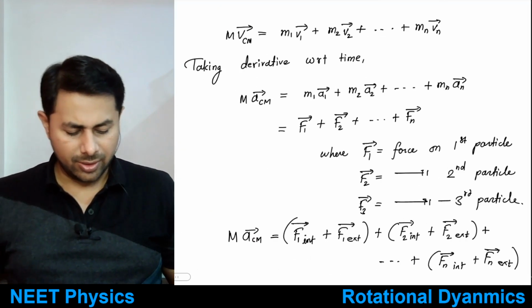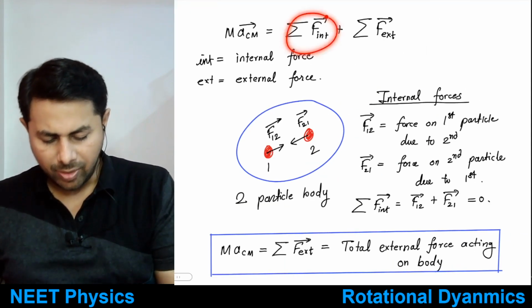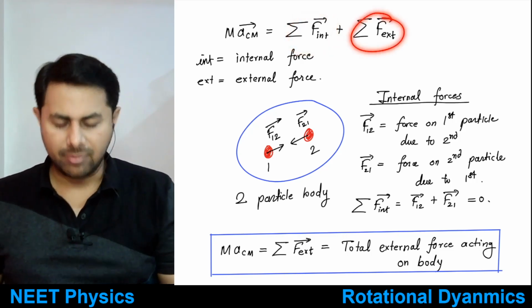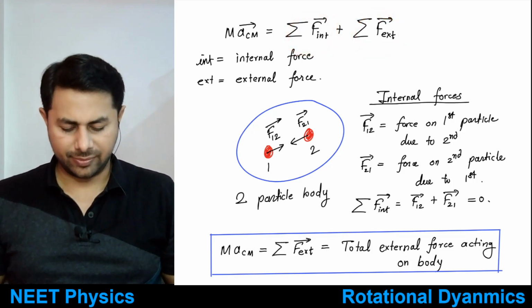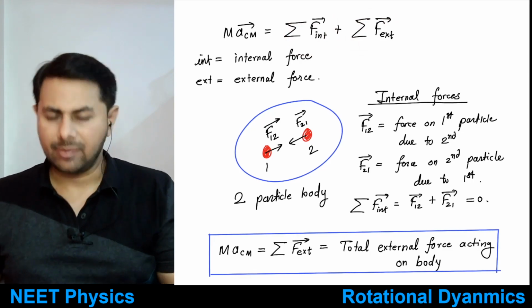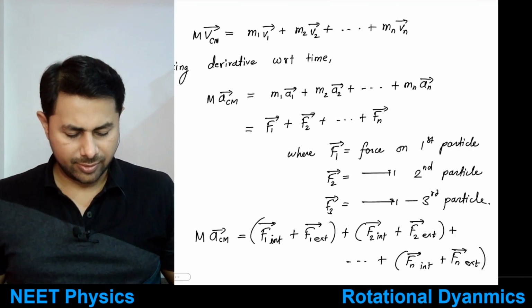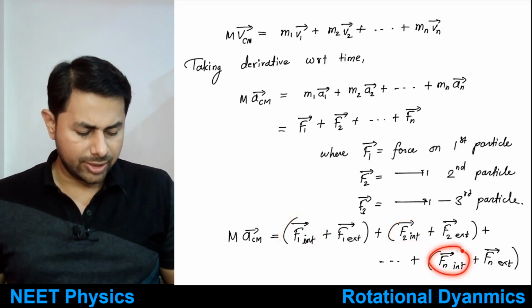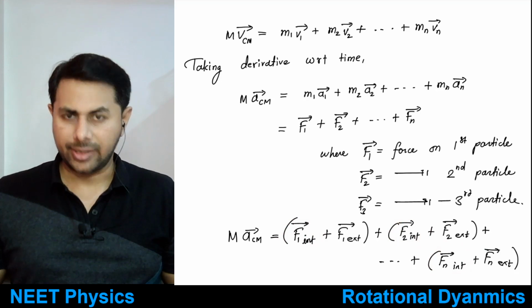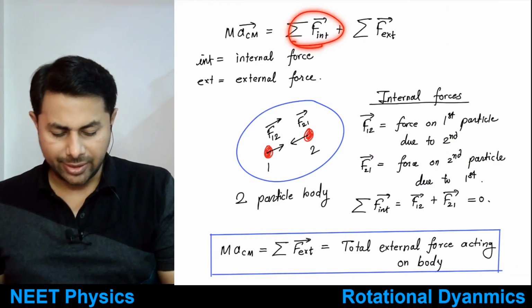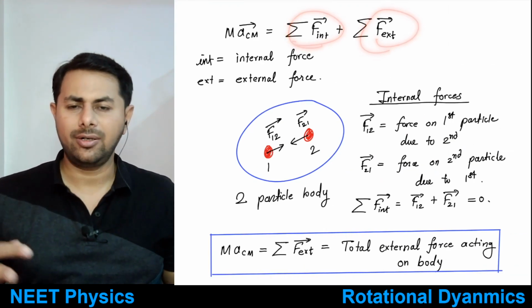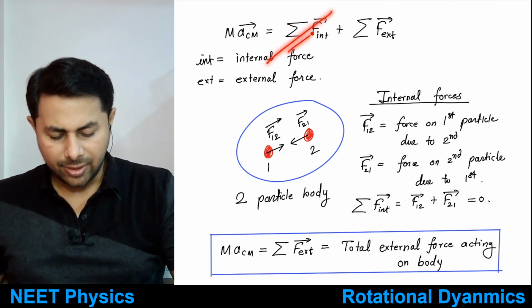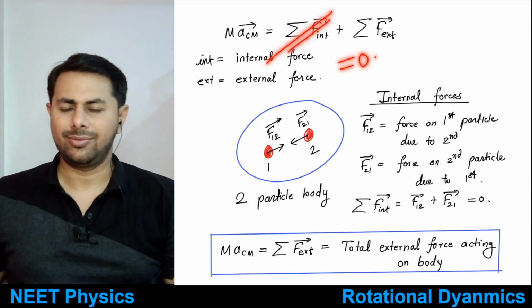Then now this thing can be written as sum of all internal forces acting on all particles plus sum of all external forces, right? Sum of all internal forces, okay, internal force on first particle plus internal force on second particle, so on and so forth up to internal force on nth particle. So sum of all internal forces plus sum of all external forces. Then sum of all internal forces would be equal to 0, right?